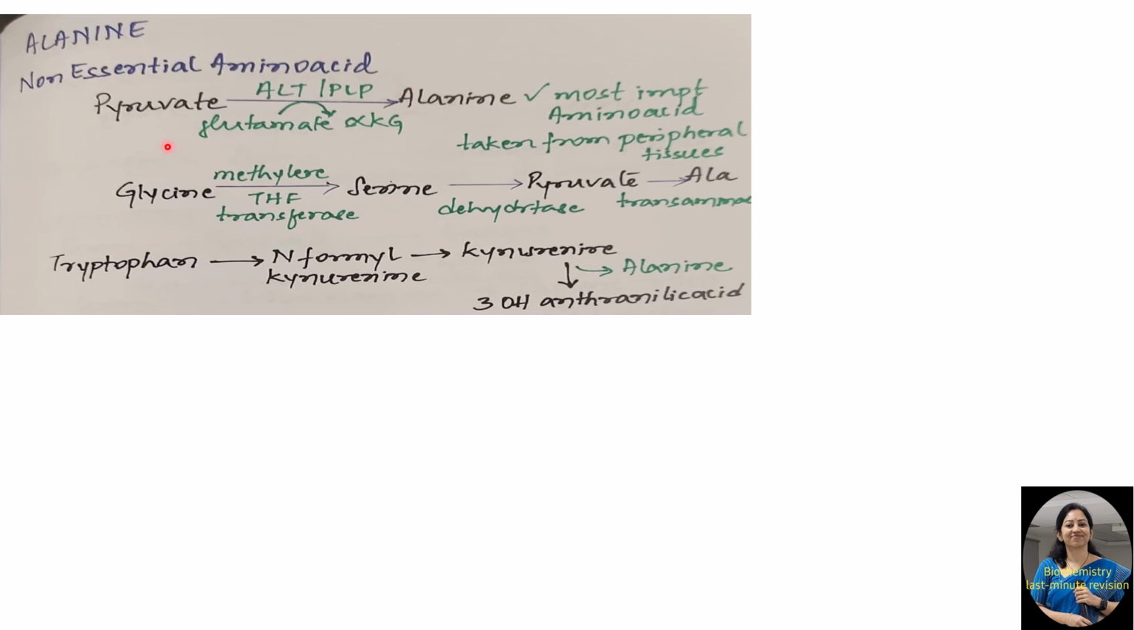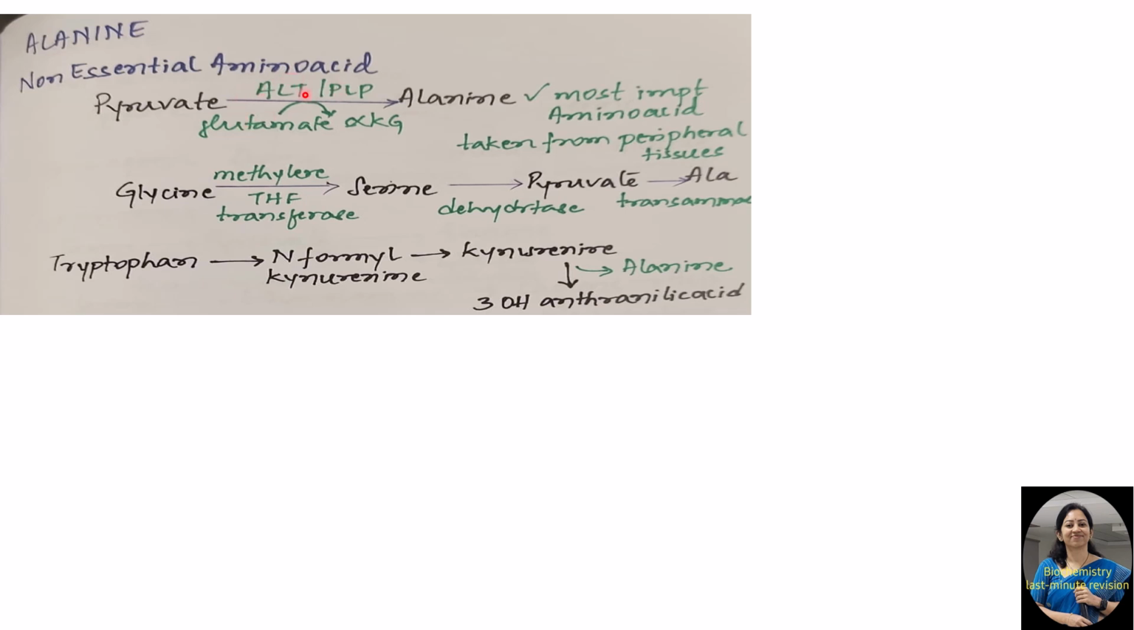It is synthesized from pyruvate by transamination. So pyruvate is a keto acid. It accepts the amino group from glutamate, which gets converted to its keto acid alpha ketoglutarate, and pyruvate, after receiving the amino group, gets converted to alanine. So this is the most important amino acid taken from the peripheral tissue. This is the most important transamination reaction and is catalyzed by the enzyme alanine transaminase. It requires pyridoxal phosphate, the active form of B6, as coenzyme.